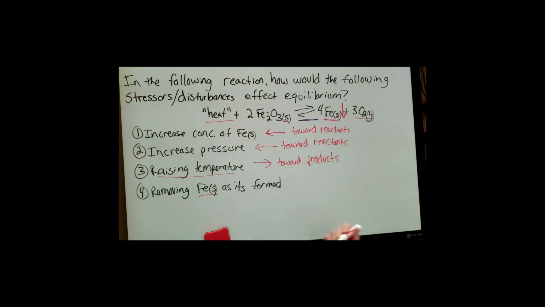And decreasing something also affects equilibrium. It wants to get back to where it was. So since I took some of this away, equilibrium is going to shift toward what I took because it wants to replace what I took. So this time, since I took iron, it's going to go toward the products, toward iron, to make more of the iron that I took.